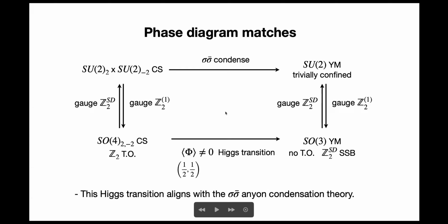And the Higgs transition: the phi field can have a Higgs transition to get an expectation value that spontaneously breaks the Z2 symmetry, because phi is charged under this global symmetry. And then along the top line, you also have the one half that is going to condense and drive a Higgs transition. On the right-hand side, one phase has SO3 Yang-Mills with a degenerate ground state, and the other one is SU2 Yang-Mills with a trivial ground state. And this whole map just fits.